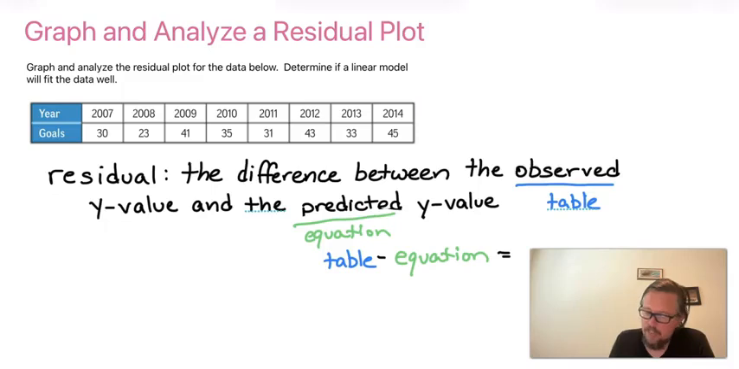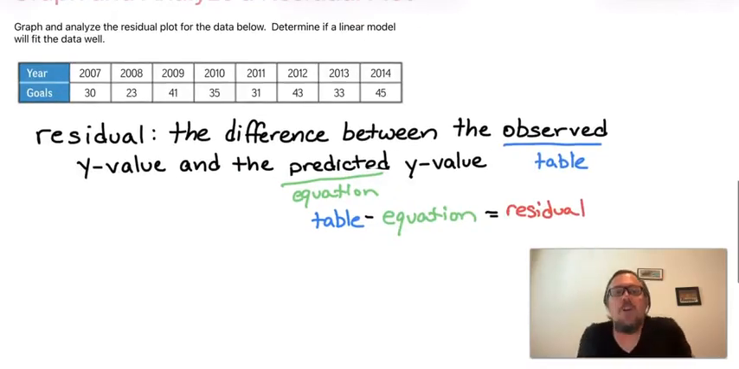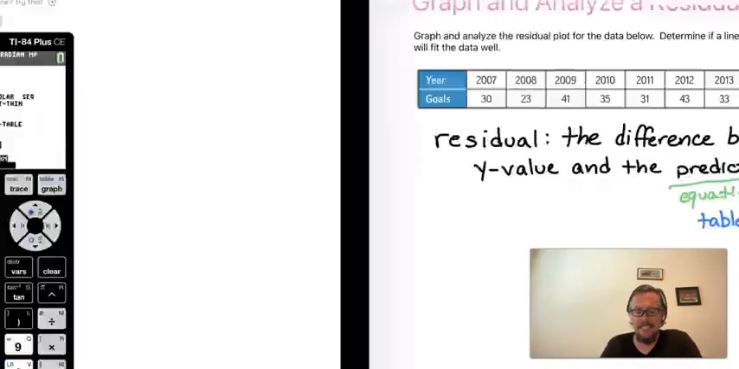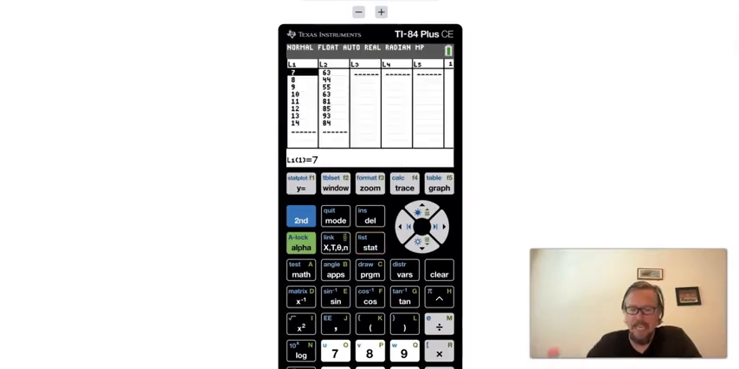And so your calculator can make a residual plot. It can actually show you what the residuals are. And so I'm going to show you how to do that. I have actually already put this data into the calculator. Instead of doing 2007, 2008, I just did 7, 8, 9, just so I wouldn't have to scroll down to 2007 when I looked at the table. So it's already in there.